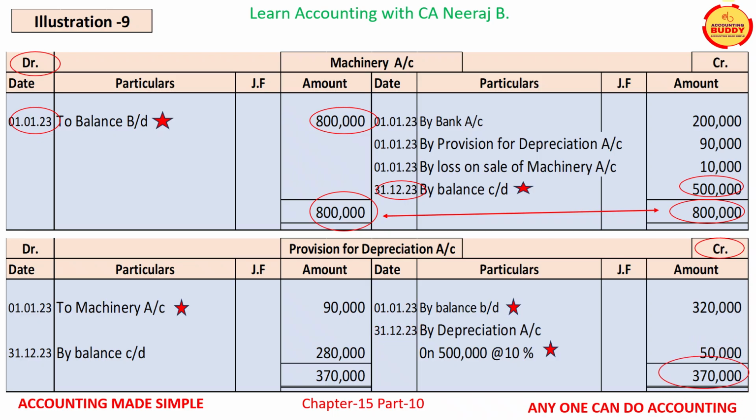Now when from the total of $370,000 credit side total, the debit side transactions are deducted, we are left with a balance of $280,000 on the debit side of the account as on 31st December 2023 by writing the words "by balance carried down." Thus, the provision for depreciation account is said to be balanced.